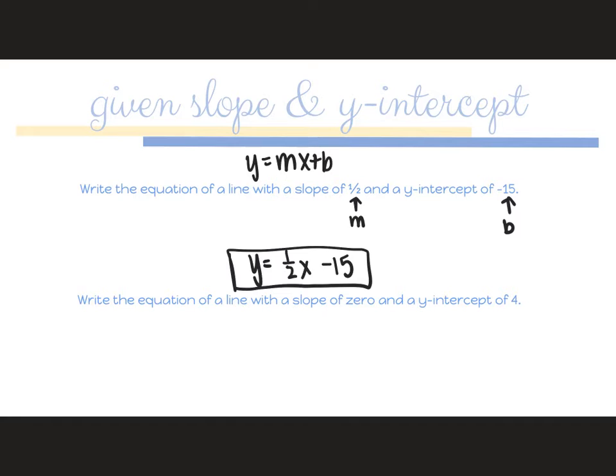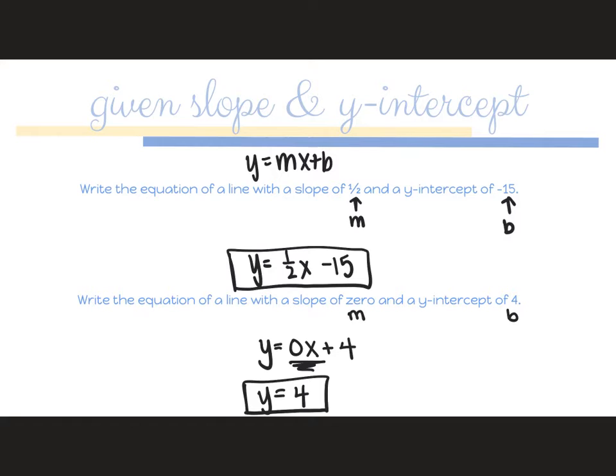The second example says write the equation of a line with a slope of 0 and a y-intercept of 4. So that'd be y equals 0x plus 4. Now, we don't really need to write out 0x, so it's best to simplify this to just be y equals 4.